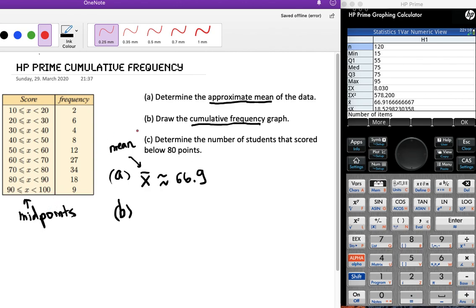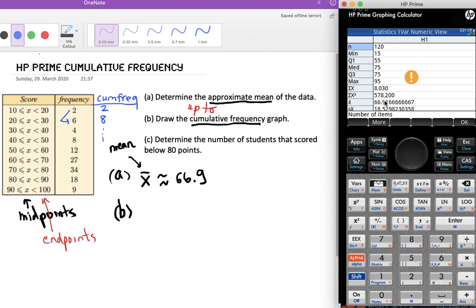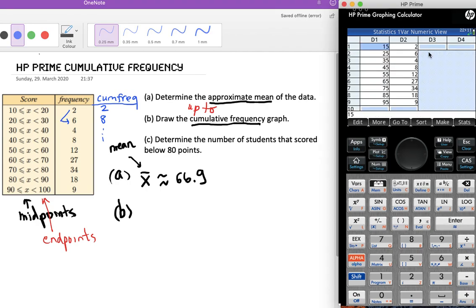First of all, you will remember that when you hear cumulative, that means up to and including, okay? So we are going to need our endpoints instead of our midpoints. That's our first issue. And then our second issue is that with a cumulative frequency, we are going to be wanting to add as we go along, right? So if we want up to 30, then we did the 2 and we added the 6 and we had 8 and so on.